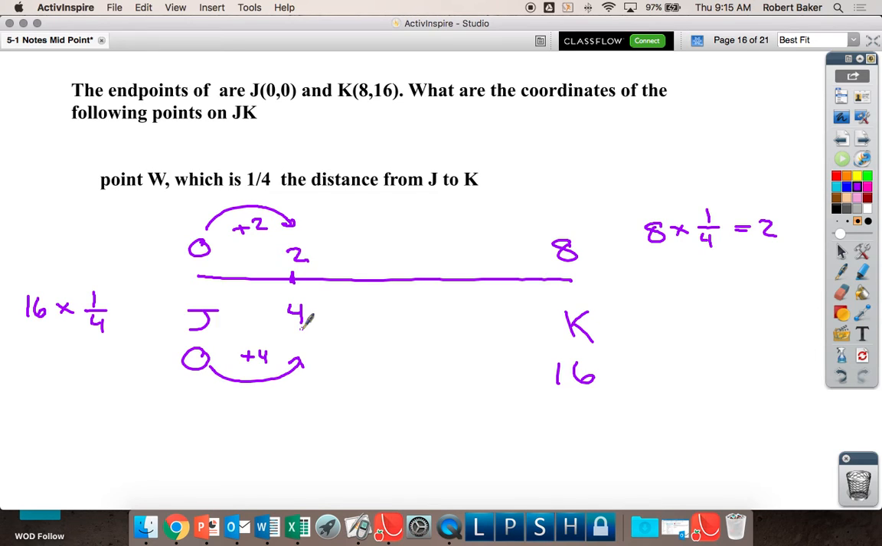So what is the coordinate location of the point 1/4 of the way from J to K? The location of W is 2, 4. That is 1/4 of the way from J to K. I have my X value on top and my Y value on the bottom. That's not that bad, right? More fractions in there. It's okay. Multiply in your calculator, or I'll show you more explicitly in the next step.